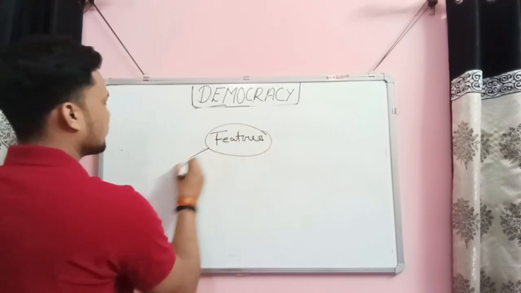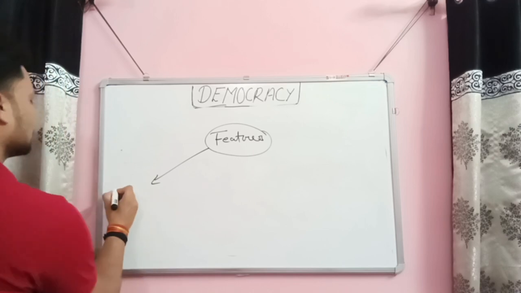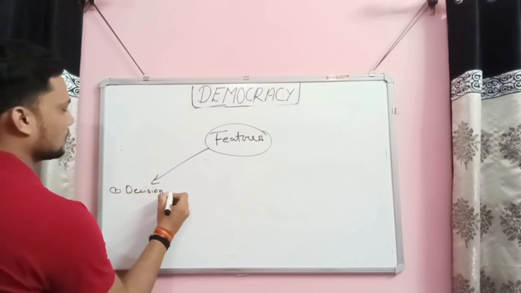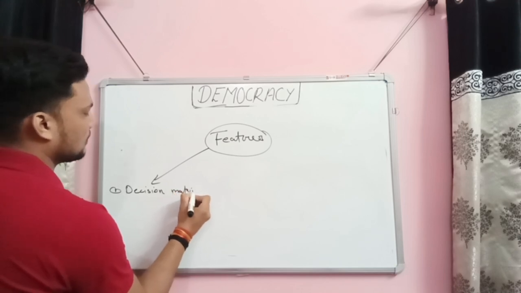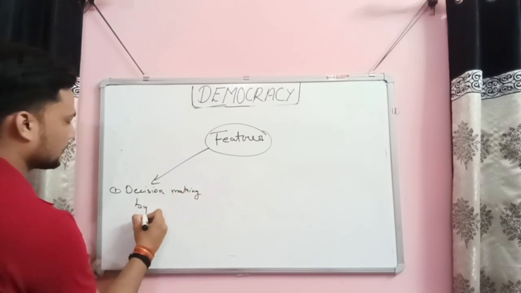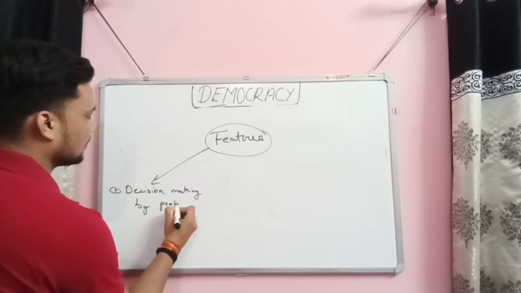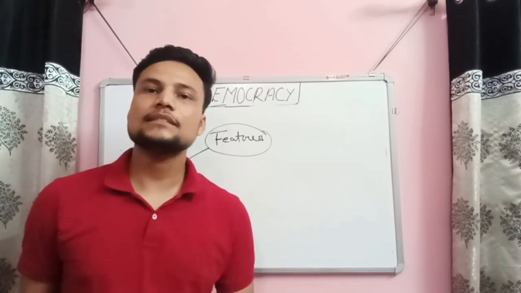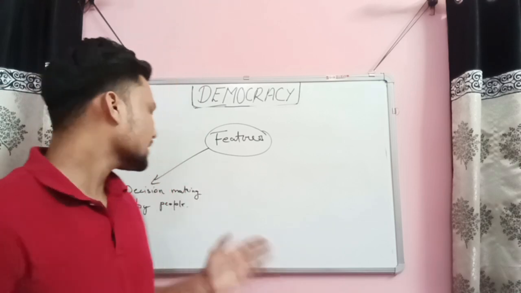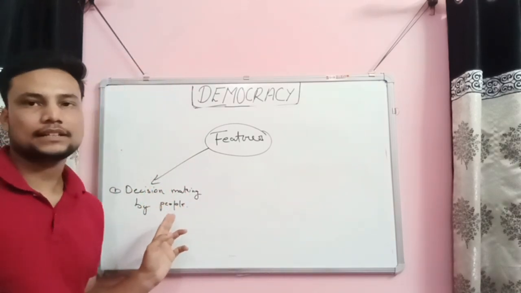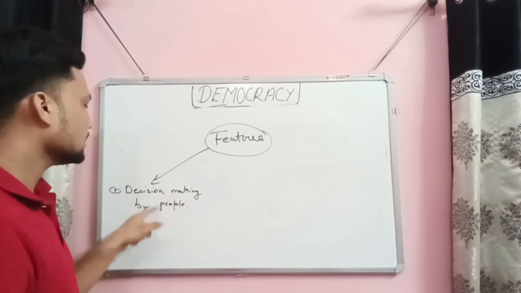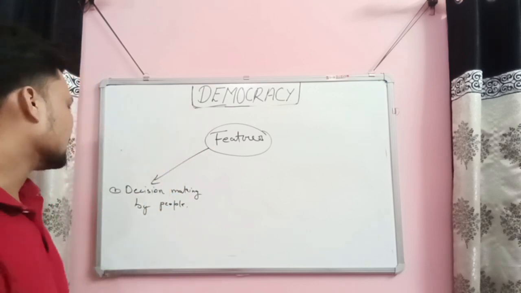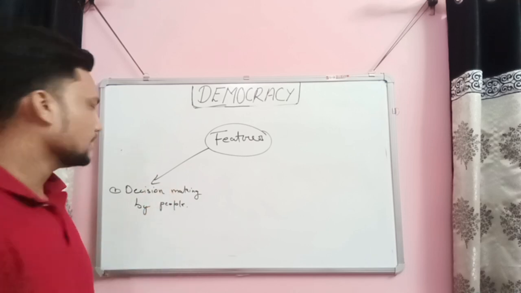If I have to add features, the first feature is decision making by the people. So here decision making power is given to whom? Decision making power is given to the people of the country. So here people become the core, the center of power of any democratic country. So decision making power goes to the people here.